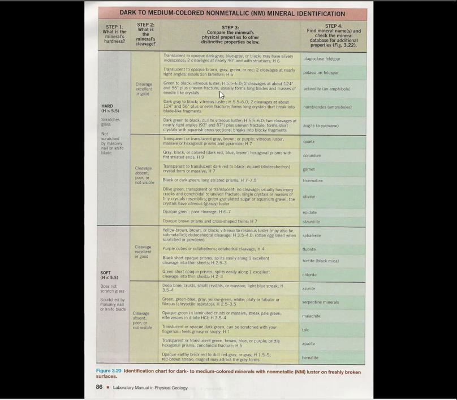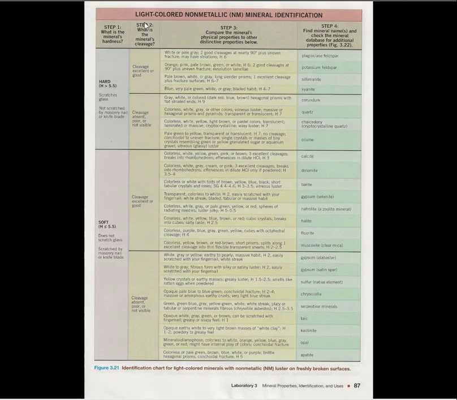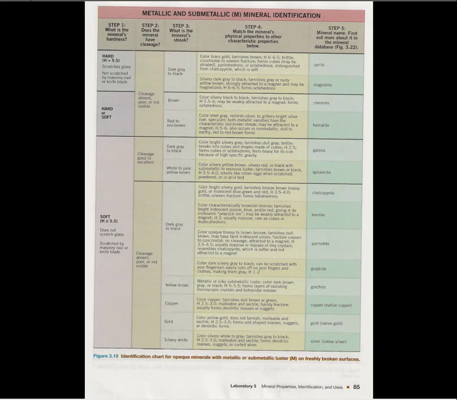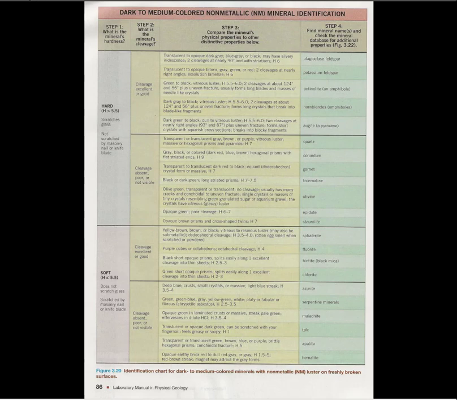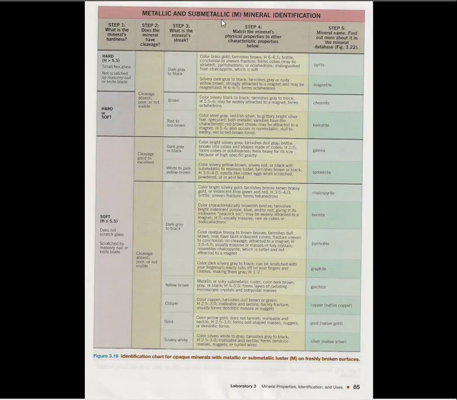Okay, you've got a grid. You've actually got 3 grids. Here is one for dark to medium non-metallic minerals. Here is one for light colored non-metallic minerals, and here is one for metallic and submetallic minerals. So the first thing we need to do is pull out a sample, have a look at it, and decide which of these 3 grids you need to be on. Is it dark non-metallic? Is it light non-metallic? Or is it metallic?